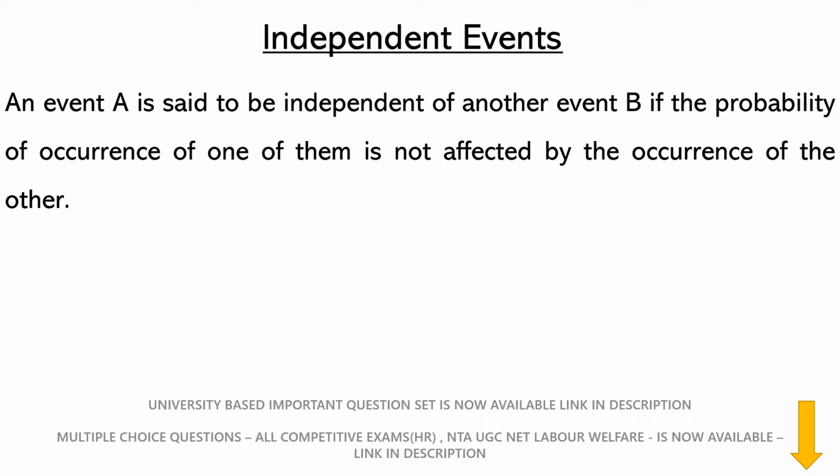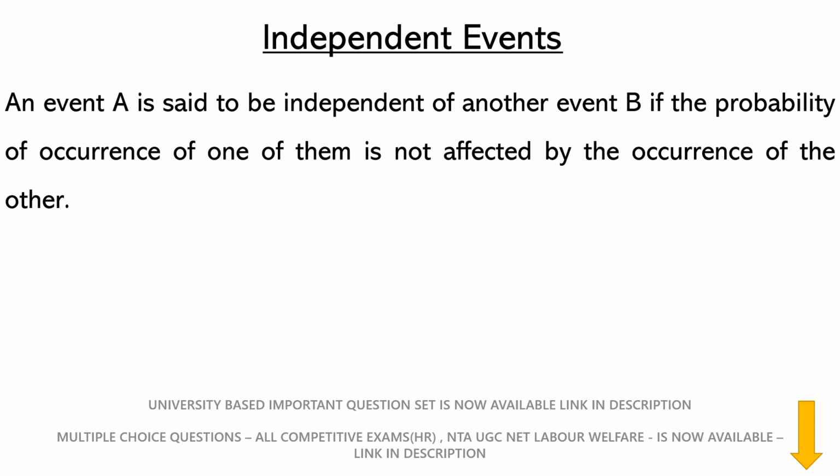Next, first let's see what independent events are. I've given a basic definition of independent events and why they are relevant to this multiplication theorem. An event is said to be independent of another event B if the probability of occurrence of one of them is not affected by the occurrence of the other.